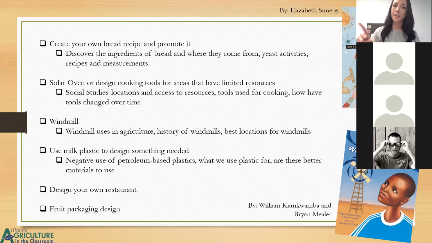And then a last one is fruit packaging. We have a lot of fruit delivered to stores. So how do we keep them from being bruised? And what's one way that we could maybe protect the fruit a little bit more in that process?